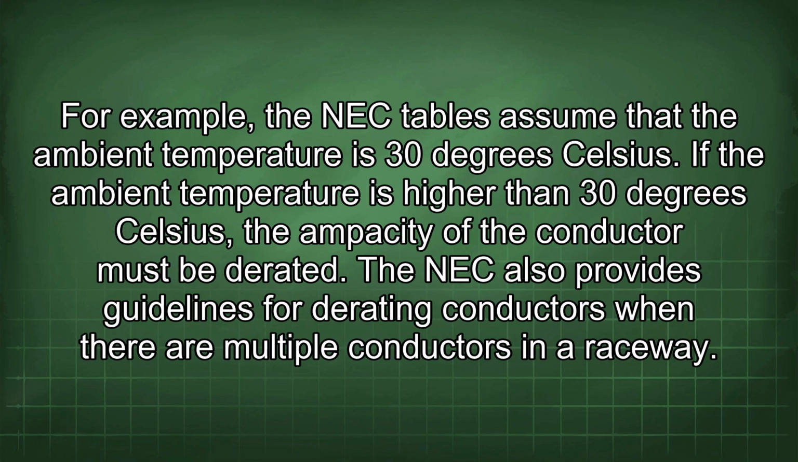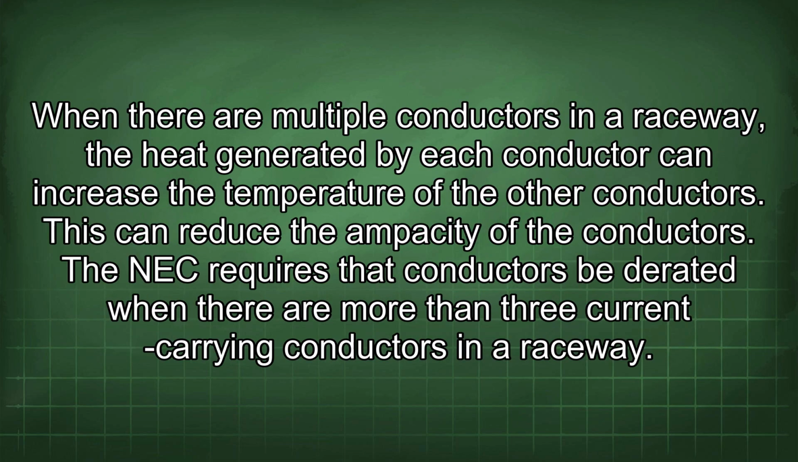For example, the NEC tables assume that the ambient temperature is 30 degrees Celsius. If the ambient temperature is higher than 30 degrees Celsius, the ampacity of the conductor must be derated. The NEC also provides guidelines for derating conductors when there are multiple conductors in a raceway. When there are multiple conductors in a raceway, the heat generated by each conductor can increase the temperature of the other conductors. This can reduce the ampacity of the conductors.